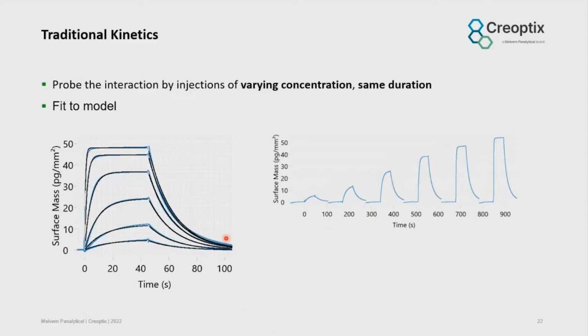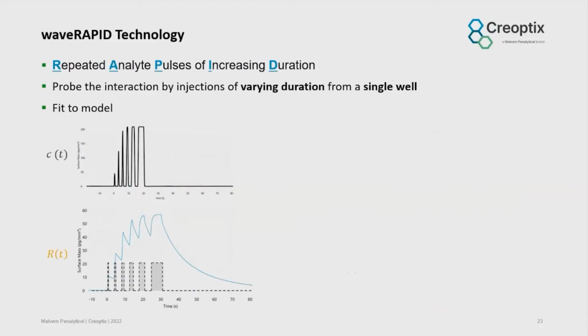We then do some post-processing after it has been acquired, and we align everything to the same start point, the same rinse point, and apply a kinetic model to that. And we can solve this to understand our kinetic rate constants. So waveRAPID technology works in a very similar way, and it stands for repeated analyte pulses of increasing duration. And here the interaction is probed by injections of varying duration and from a single well, therefore a single concentration.